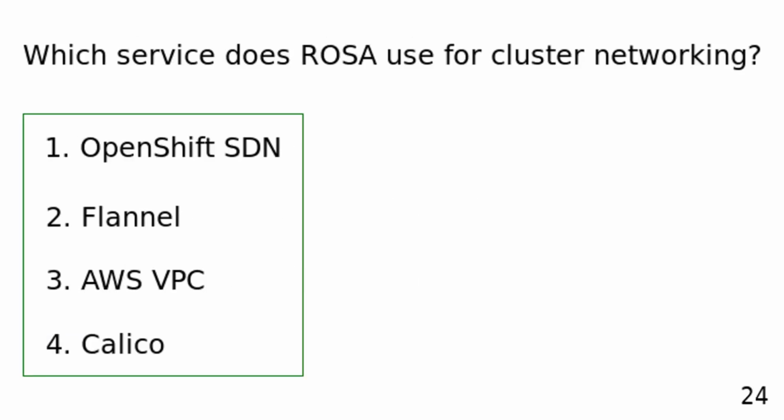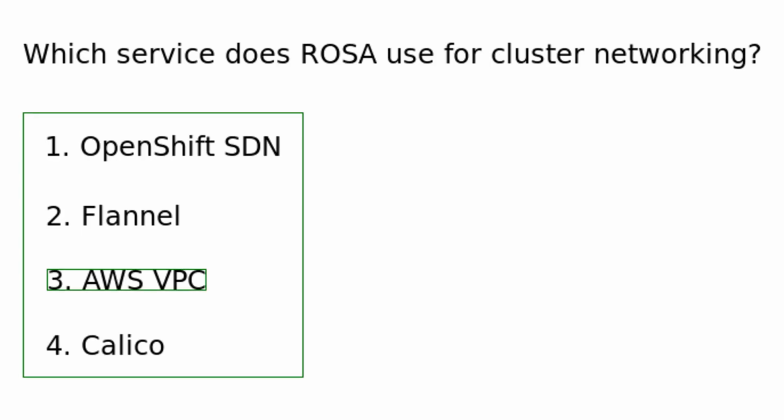Which service does ROSA use for cluster networking? OpenShift SDN. Flannel. AWS VPC. Calico. ROSA uses AWS Virtual Private Cloud for cluster networking, providing secure and scalable network infrastructure.